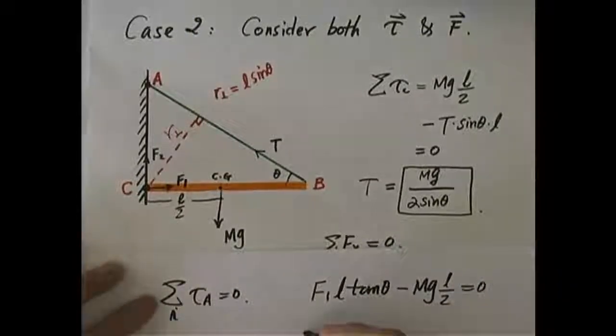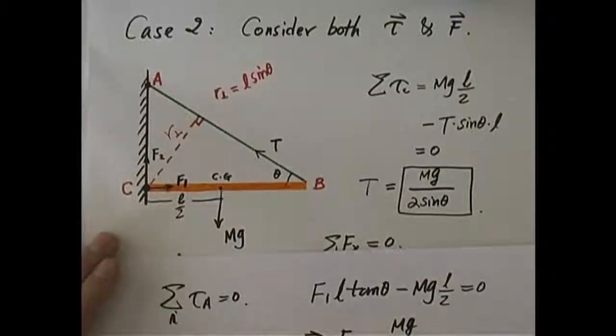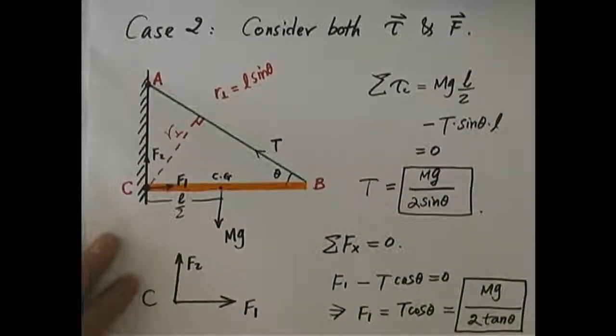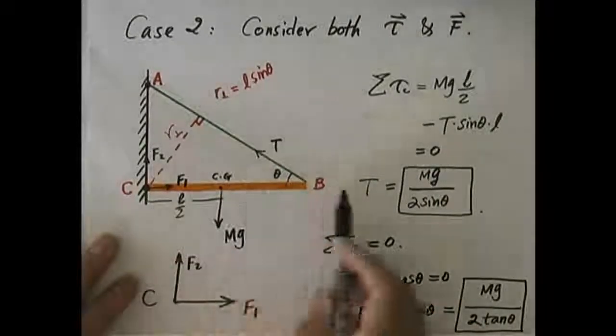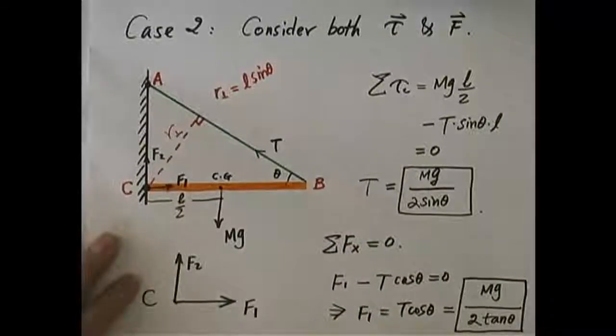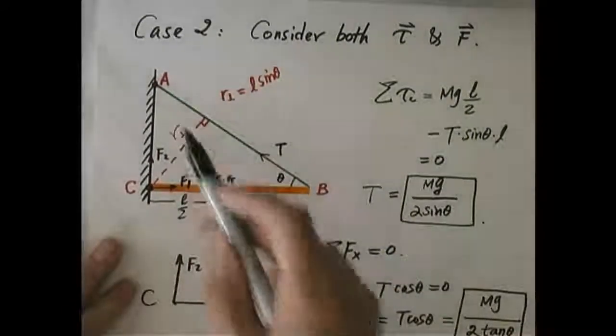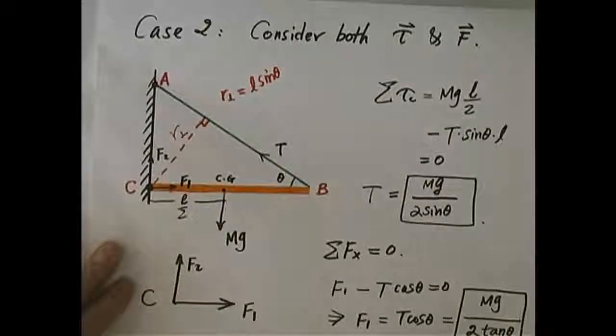And what do I get? I find that F1 equals, L and L cancels, you get mg over 2 tangent theta. Of course, that answer is the same as before, as right here. The method is different. The first method demanded the net force in the x direction be equal to 0. The second method demanded that the torque about point A be equal to 0. I'm getting the exact same answer.